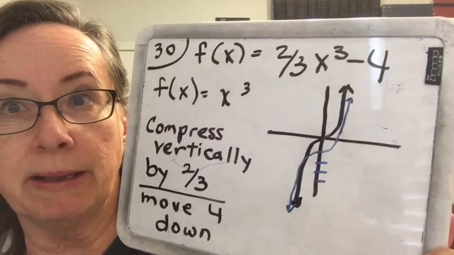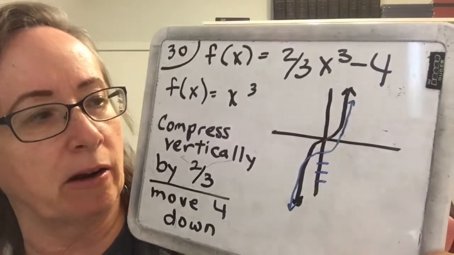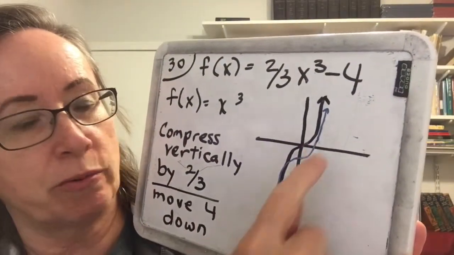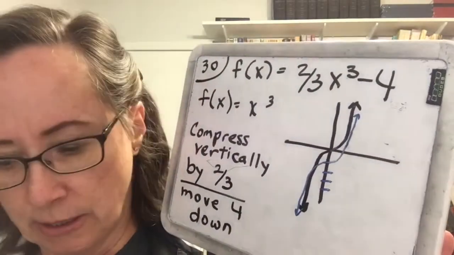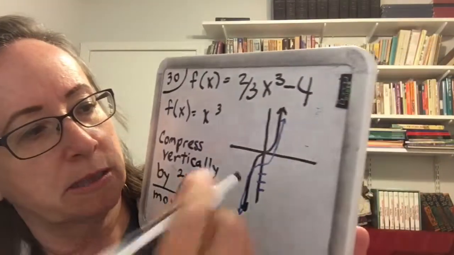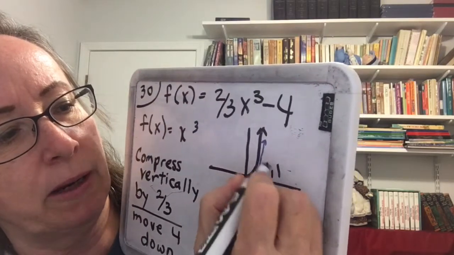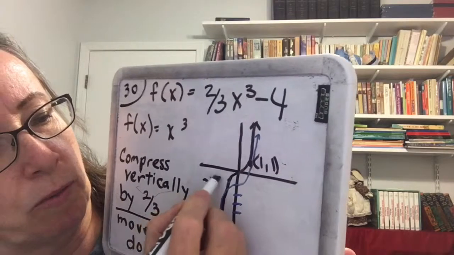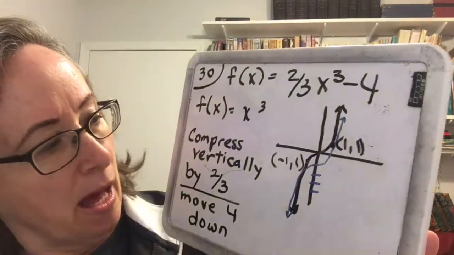Now, when you are doing these on a test, you're going to want to make sure that you put some points in there. This one, the x cubed graph goes through 1, 1, and it goes through negative 1, negative 1. So because my graph is kind of small, this point right here would be 1, 1, and this point down here would be negative 1, negative 1. Okay, so it's important on graphs to have some points.